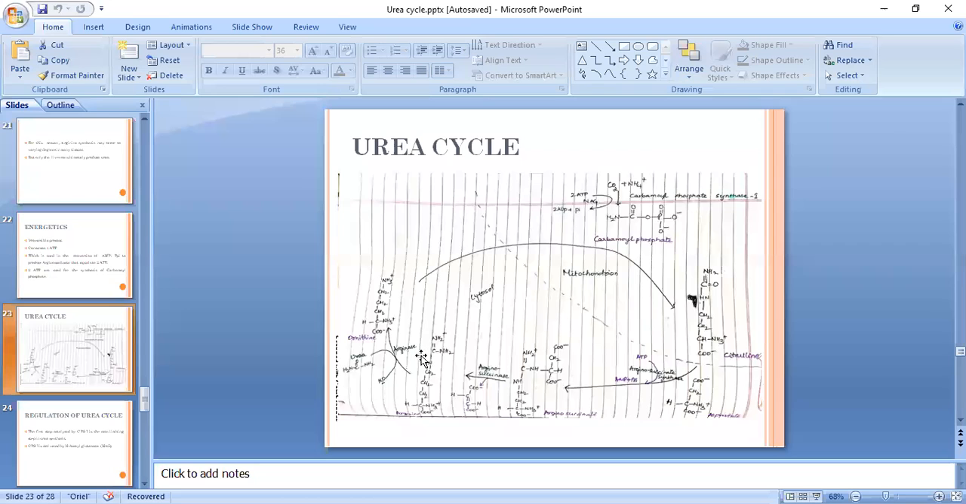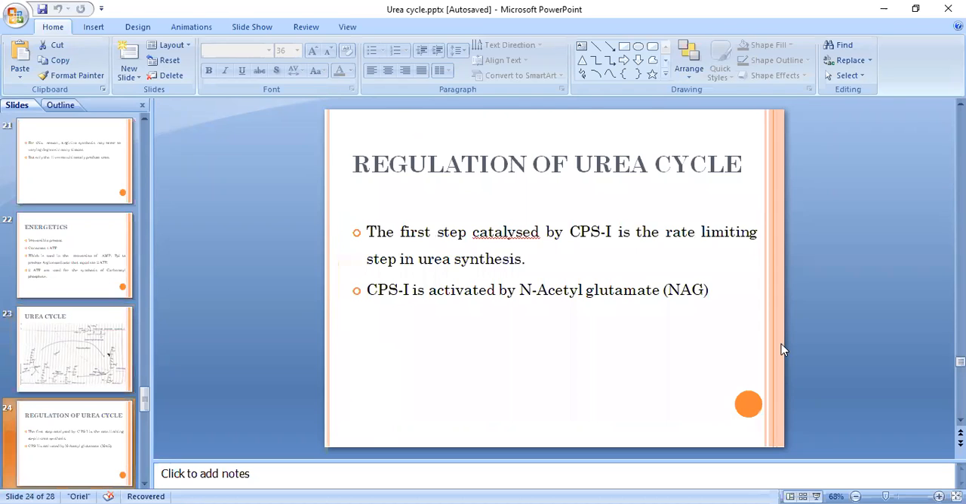The fumarate will enter into the Krebs cycle. Arginine, whichever is there, is mainly essential for the synthesis of urea. So this is how the urea cycle is taking place. So the third, fourth and fifth reactions occur in the cytosol of the cell. So let us see how the urea cycle is regulated.